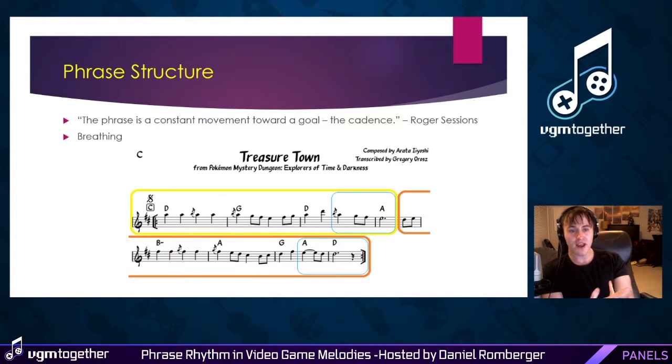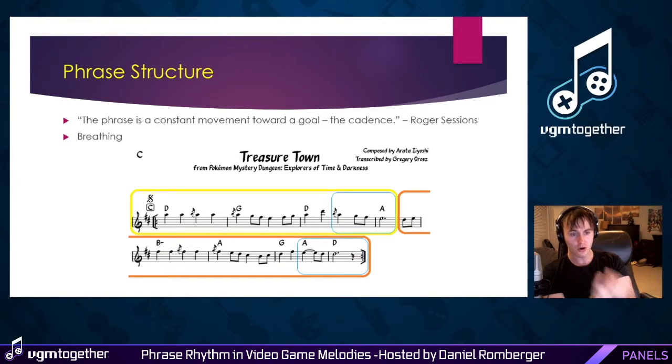The main source that I was pulling this information from has a very concise definition of a phrase. The phrase is a constant movement toward a goal, the cadence, which is by Roger Sessions. So each of these words is pretty important. Movement, so we're progressing towards something, and that goal is the cadence. Well, then the next question is, what is a cadence? The cadence is kind of a resolution for a phrase.